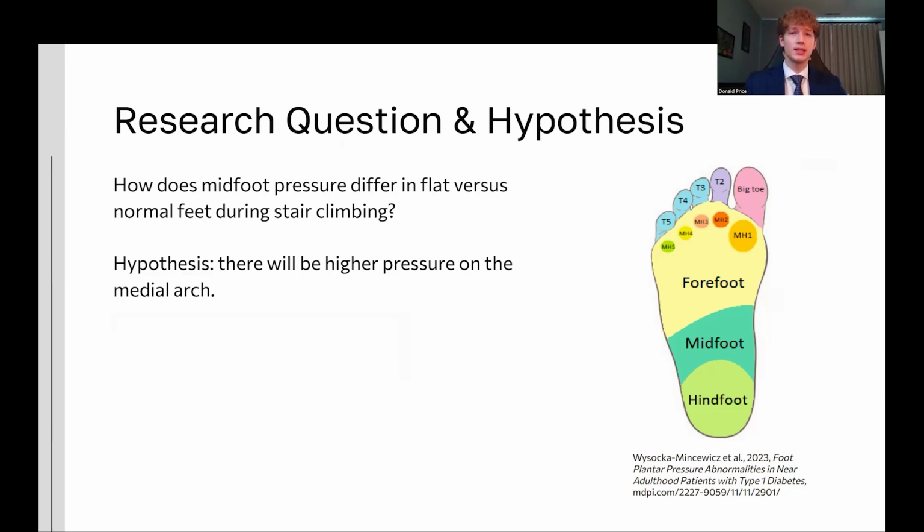I chose to investigate stair climbing specifically because while walking and running have been studied extensively, there's very little research on stair ascent. Stair climbing is one of the most common daily activities, requiring both balance and increased biomechanical effort compared to walking on level ground. For individuals with flat feet, understanding how pressure is redistributed during stair climbing is especially important because it reveals how the condition impacts everyday mobility beyond just flat surfaces. This knowledge can help clarify the broader ways flat feet affects gait and inform more effective treatments for patients.